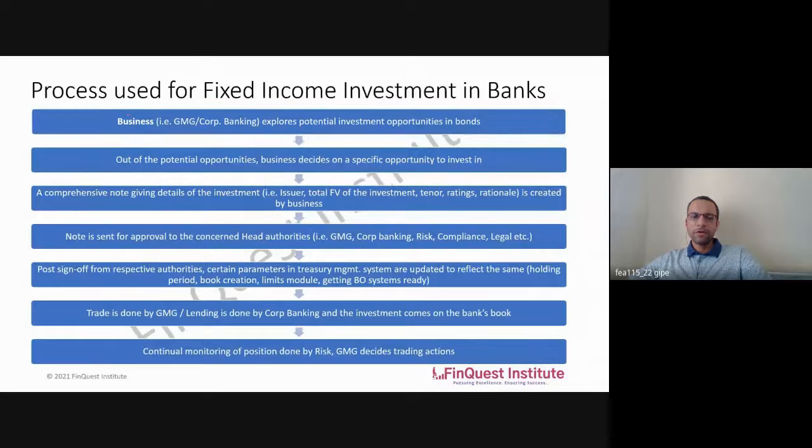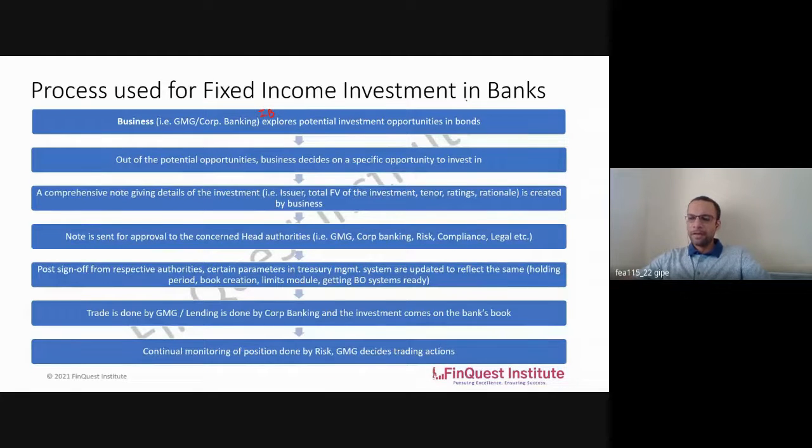Firstly, when you talk from the business side, you know that it's GMG, corporate banking or investment banking which could act as the core business for the bank. These are the teams which are always there to look at new revenue generating opportunities, and they would want to look at various options which are available at hand so that the bank can make investments. So business will keep on looking at new potential opportunities which can be pursued.